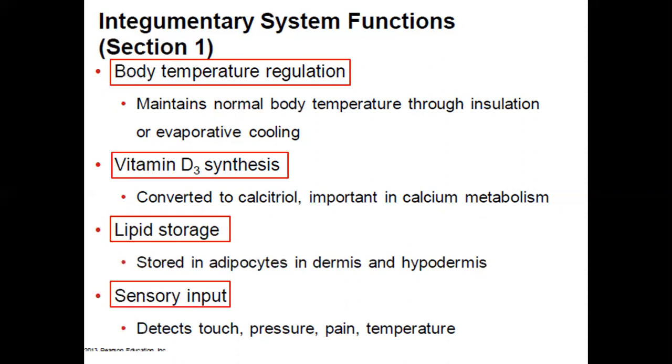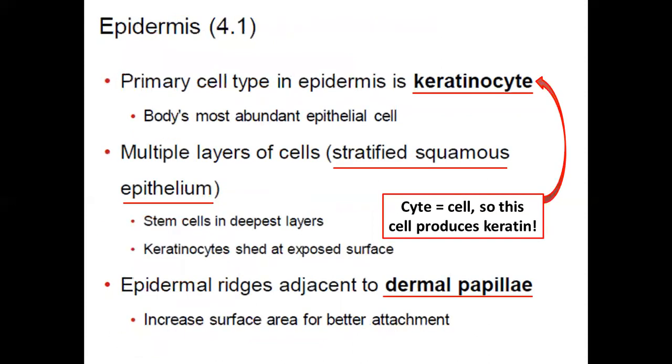It's actually a hormone that basically is converted to a molecule called calcitriol, which is the active form of vitamin D that's super important in calcium absorption from the intestine. Lipid storage, so adipocytes. Adipo is fat and cyte is cell. So adipocytes are located in the dermis and under the skin in the hypodermis. So there's a major storage depot for fat in the skin and under the skin. And then sensory input. There are sensory receptors in the skin that respond to things like touch or pressure, pain, and temperature. So there's really important sensory structures there that we'll talk about.